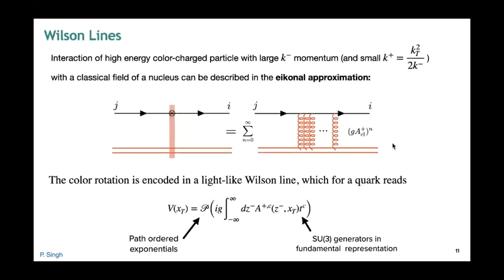Now, so far, what we saw is that the quarks and the gluons were the degrees of freedom, but the more convenient degree of freedom would be your Wilson line. So let me illustrate it. So imagine that you have your quark and you want to interact.